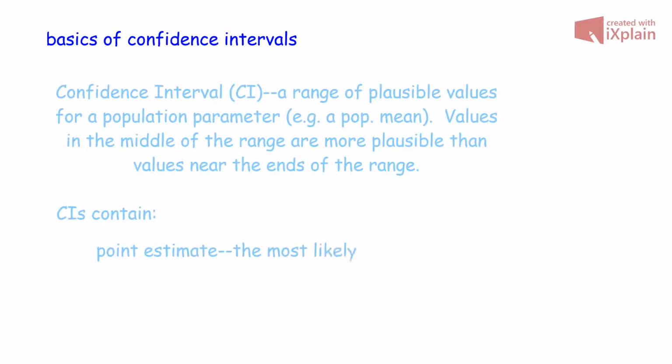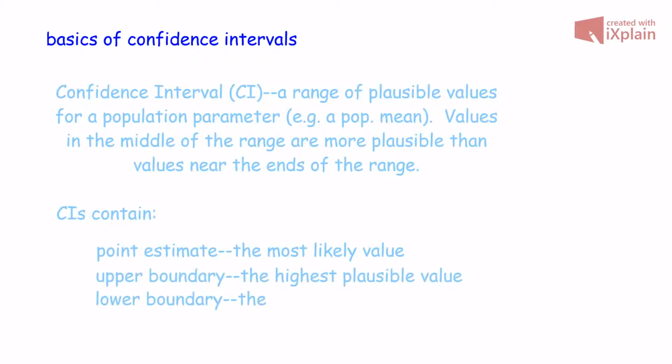Confidence intervals contain three things. The point estimate is the most likely value for the population parameter. I'm going to describe how you get the point estimate on the next screen. Confidence intervals also contain an upper boundary and a lower boundary. An upper boundary is the highest value in the range that is considered plausible. And the lower boundary is the lowest value in the range that is considered plausible.